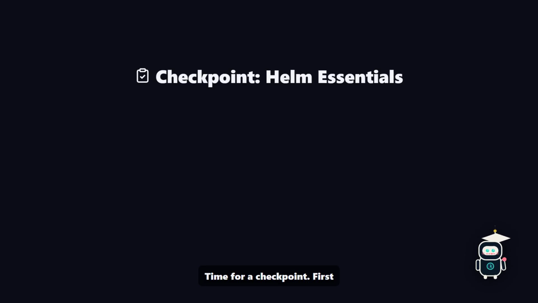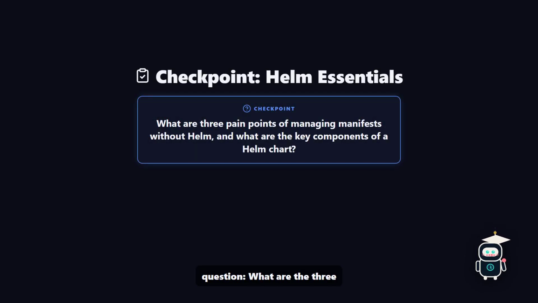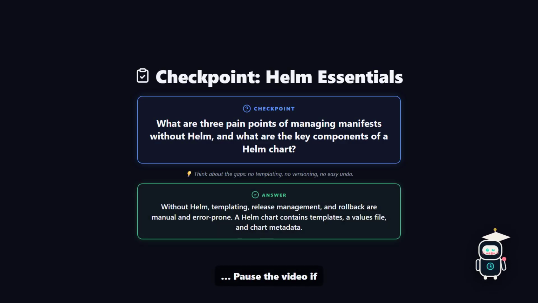Time for a checkpoint. First question: what are the 3 major pain points of managing Kubernetes manifests without Helm? And second, what are the key components inside a Helm chart? Pause the video if you need a moment. Answer: without Helm, templating, release history, and rollback are difficult and error-prone. A Helm chart contains templates, values.yaml, and chart metadata.